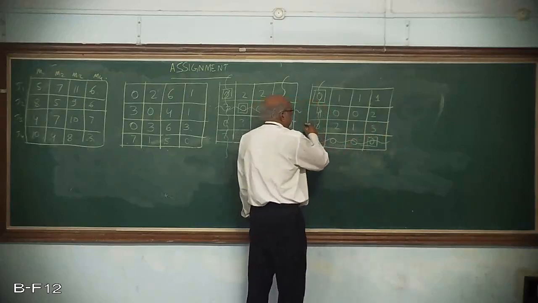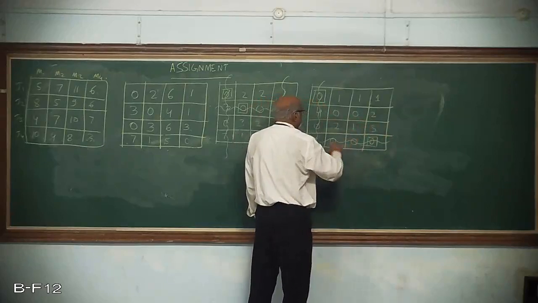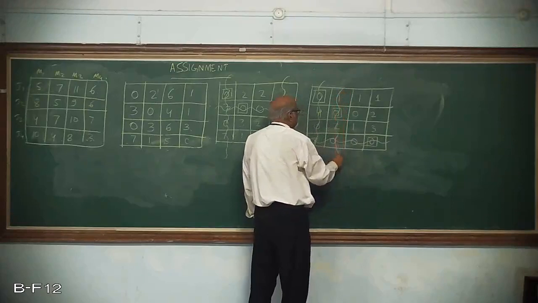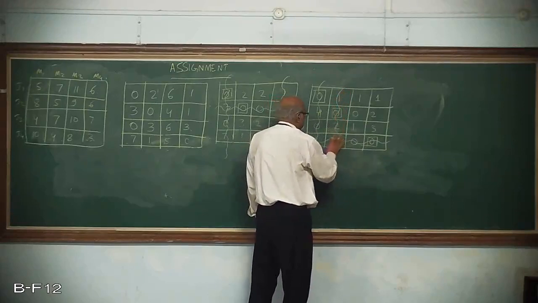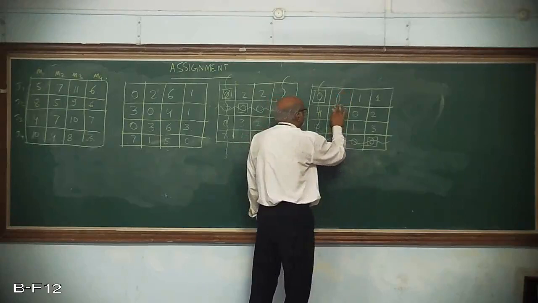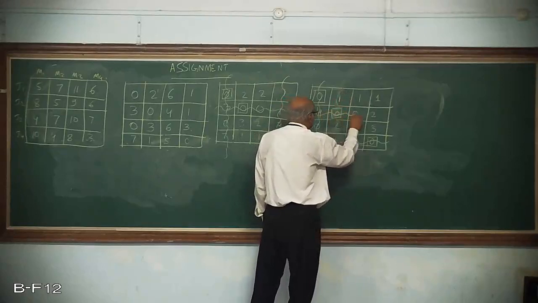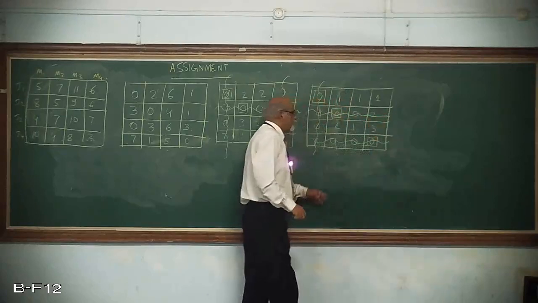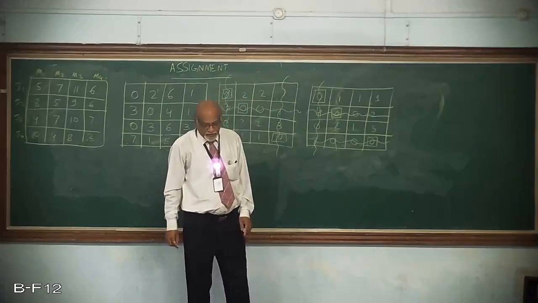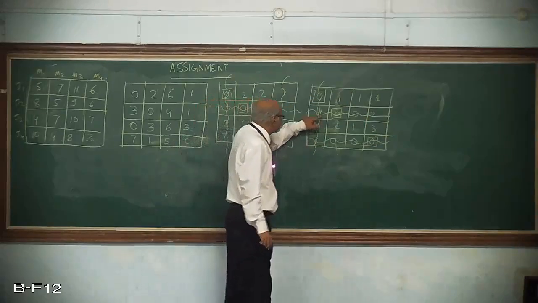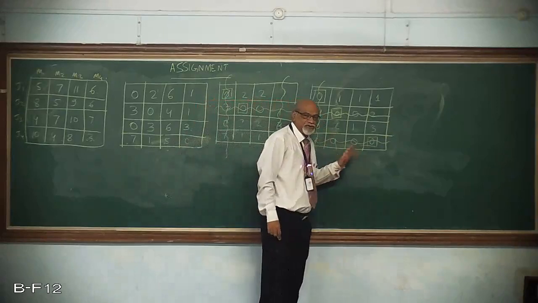Again I will go row wise, not possible. I will go column wise. Column wise I am going, this one is done. So I am going column wise now, that means I have to draw a horizontal line. I am able to assign as well as draw the minimum number of lines to cover all the zeros. How many lines? 1, 2, 3. All the zeros have been covered.